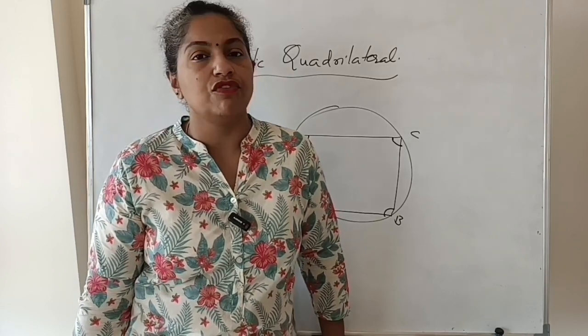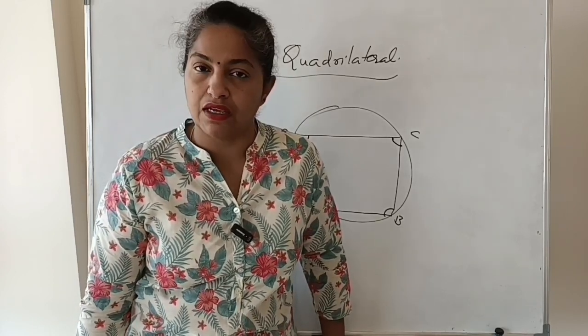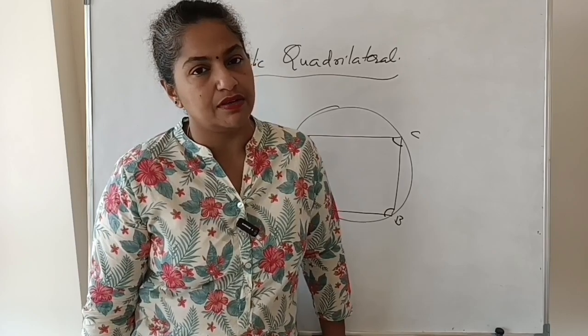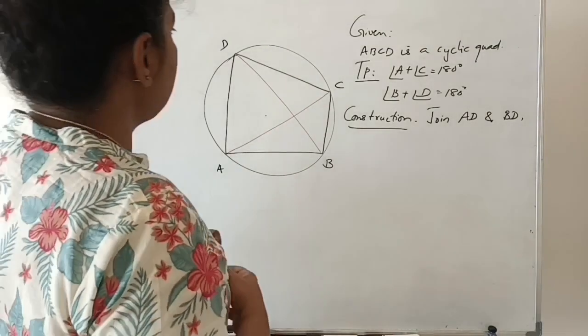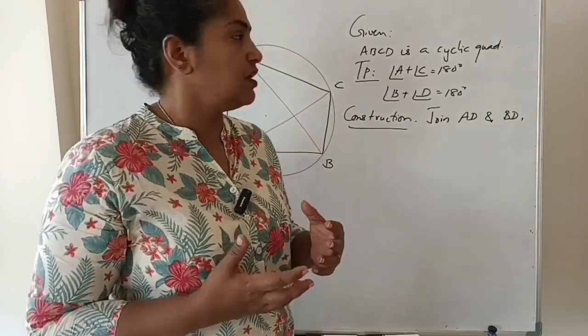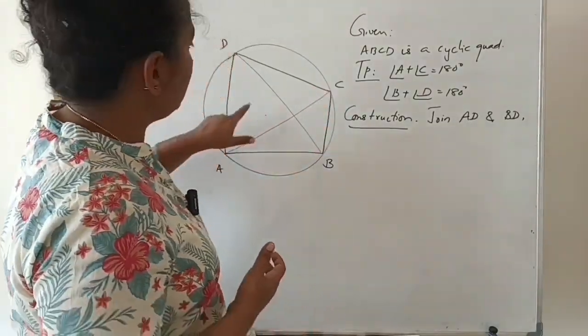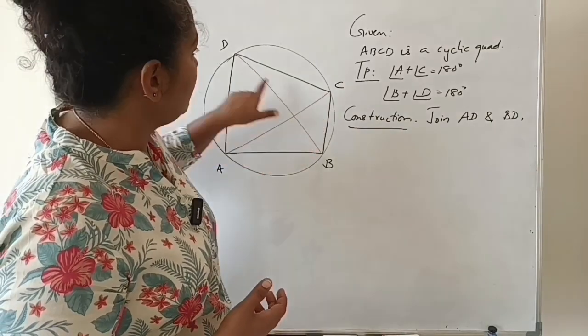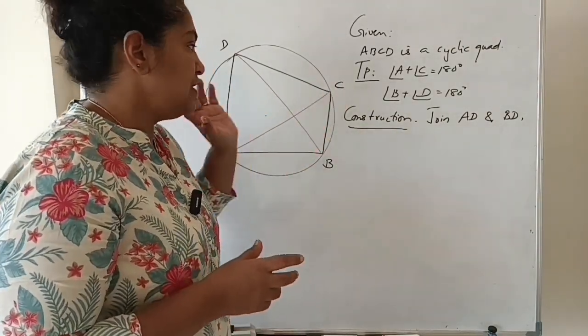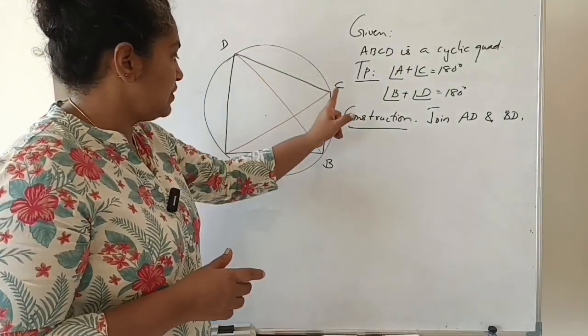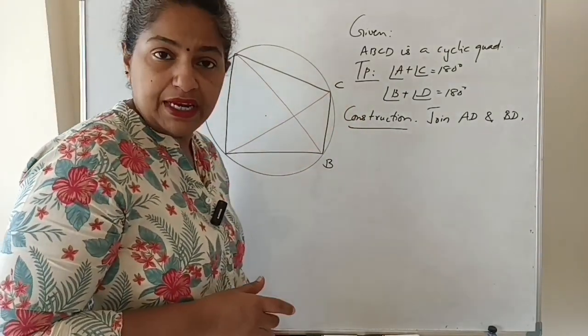So we will start with the first one. The opposite angles of a cyclic quadrilateral are supplementary. So you are given a cyclic quadrilateral. ABCD is a quadrilateral which is inside a circle. You need to prove that angle A plus angle C is 180 degrees and angle B plus angle D is 180 degrees. So I have made a basic construction. I have made 2 triangles using A and C and joining up B and D.